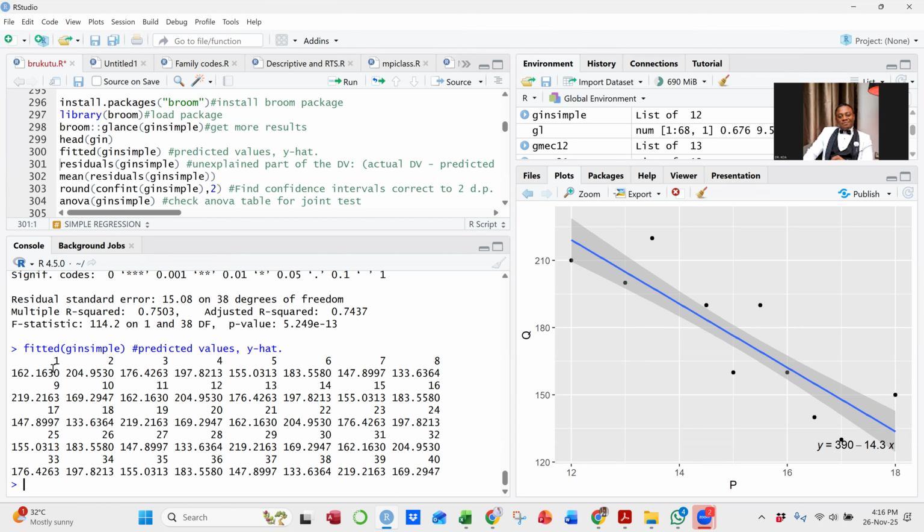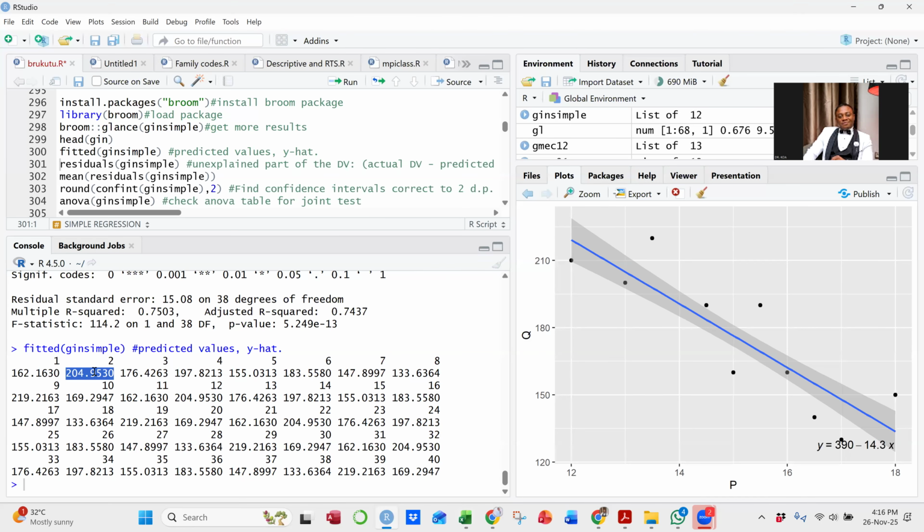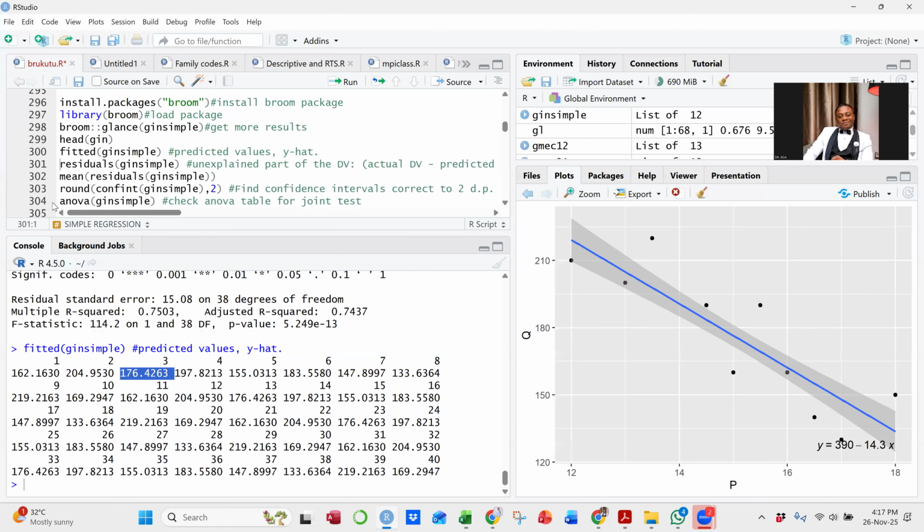All right. So you can look at the next one, which is 204.95. You compare it to the original. The original is 200. So there is a positive error of 4. If you look at the third one, the predicted is 176. The actual is 160. So again, there's a positive error of 16. Now, this error will all be reflected when you run the residuals. That is it.